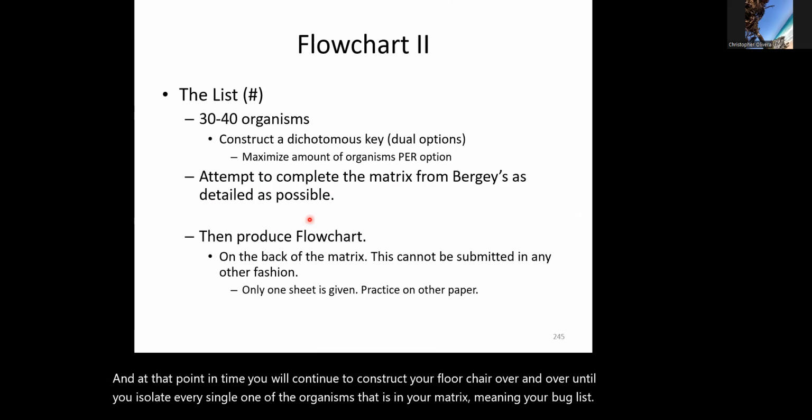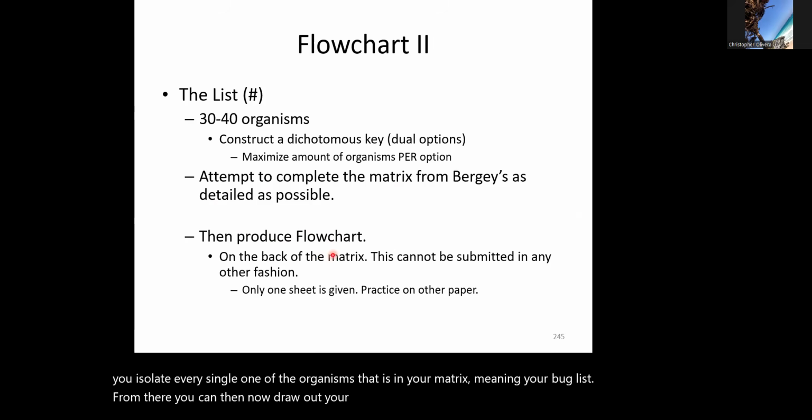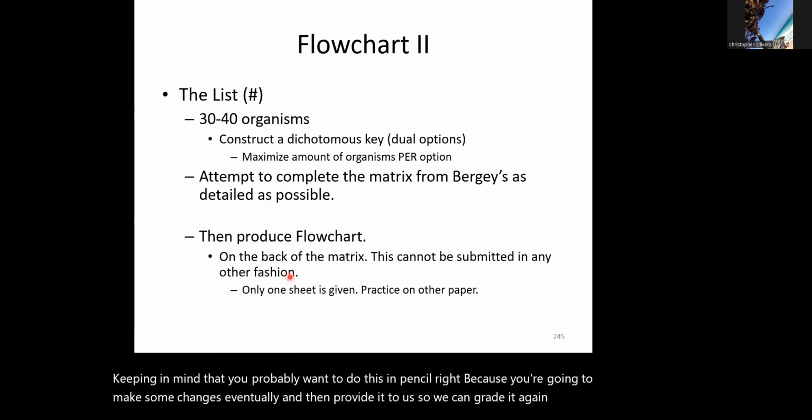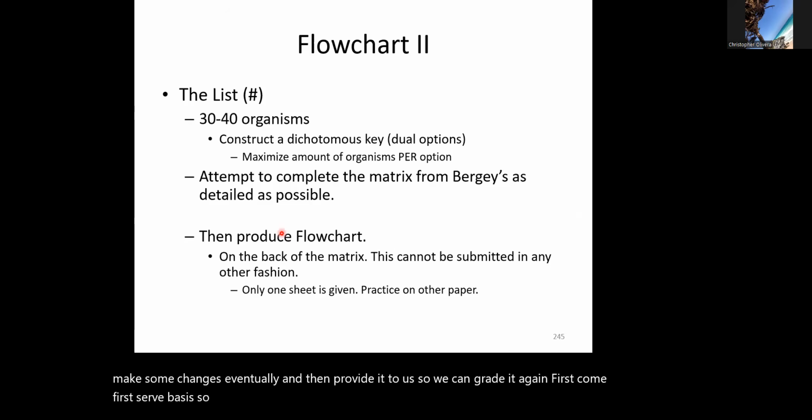From there, you can then draw out your flowchart, put it on the back of the matrix itself, keeping in mind that you probably want to do this in pencil, right? Because you're going to make some changes eventually. And then provide it to us so we can grade it. Again, first come, first served basis. So don't forget that part, okay?